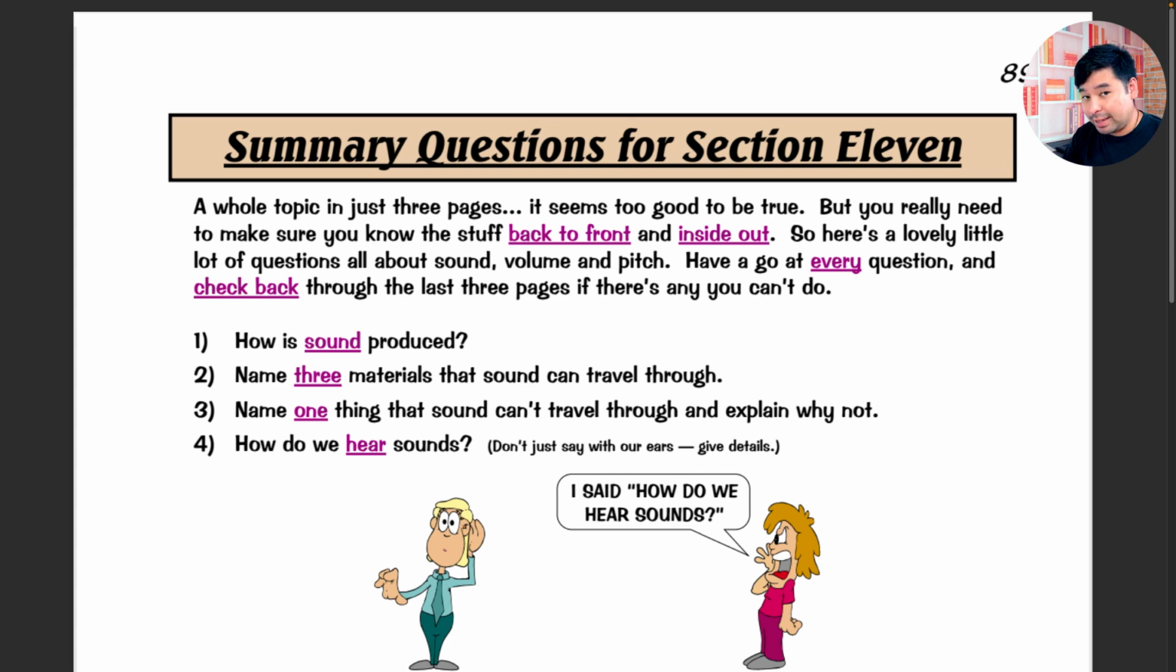Summary questions for section 11. That's the one. Follow me, and I'm gonna begin here. A whole topic in just 3 pages. It seems too good to be true, but you really need to make sure you know the stuff, back to front and inside out. So here's a lovely little lot of questions all about sound, volume, and pitch. Remember that these 3 topics were the ones we have studied: sound, volume, and pitch. Have a go at every question and check back through the last 3 pages if there is any you can't do.